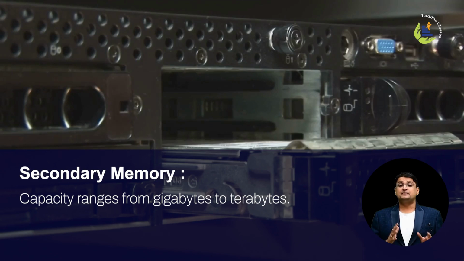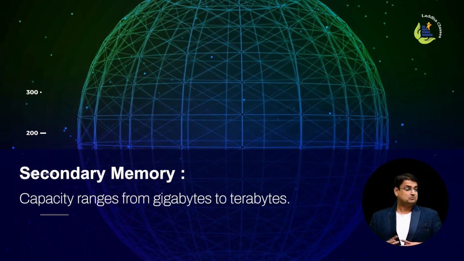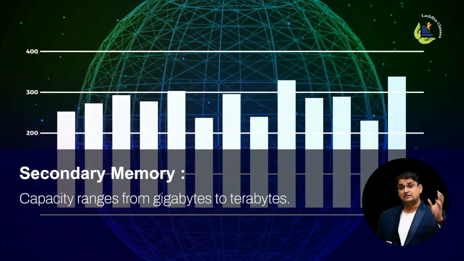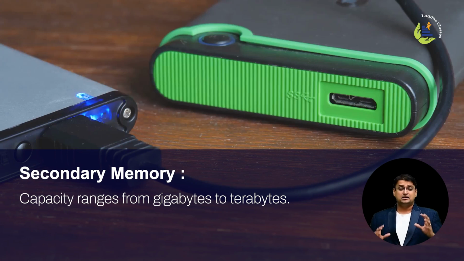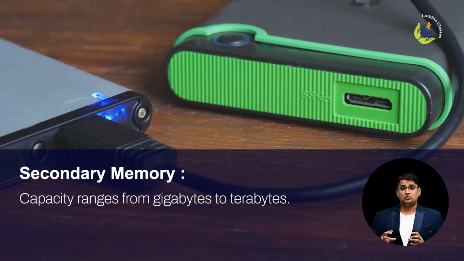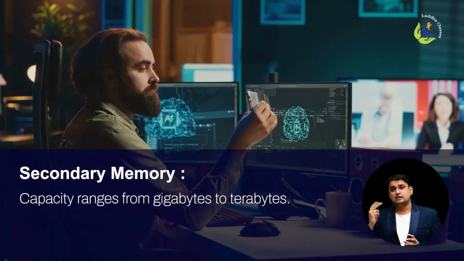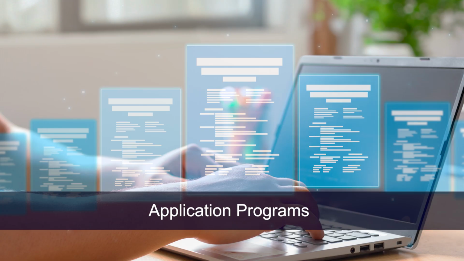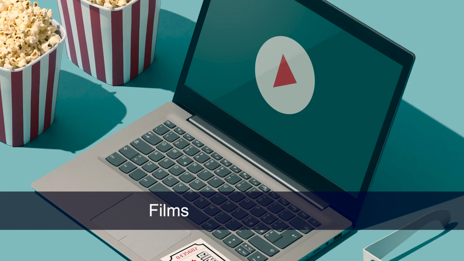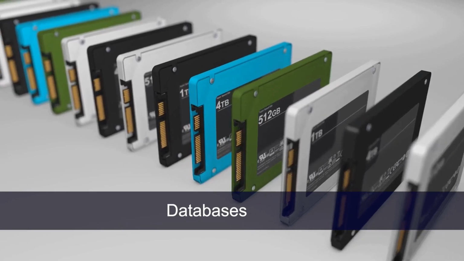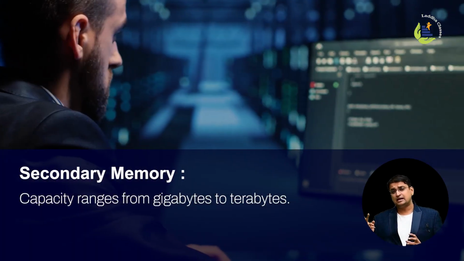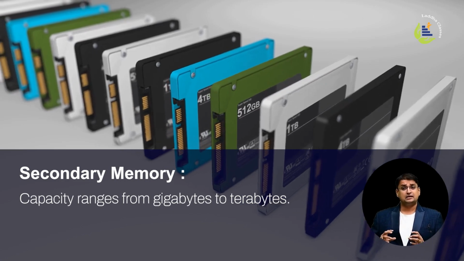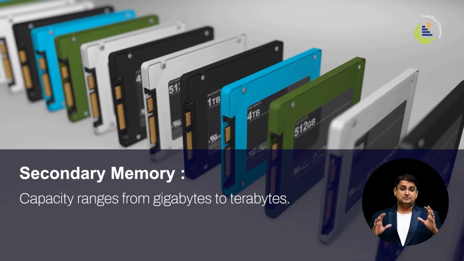Secondary memory. Secondary memory capacity ranges from gigabytes to terabytes, and it serves as an archive for the computer system. Secondary memory can be used to store application programs, documents, films, audio, databases, and so on. Data and information transmission and reception are slower than in primary memory.